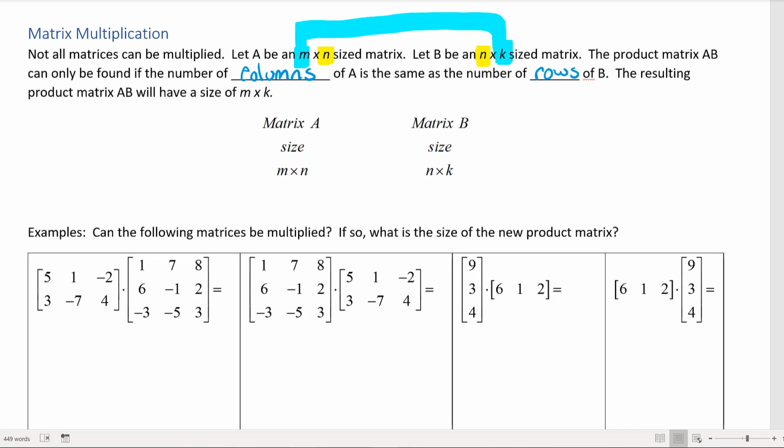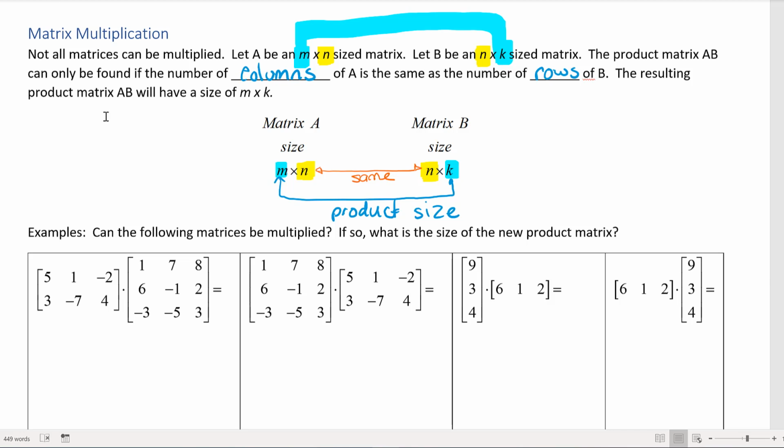Okay, so let's just summarize that here. n has to be the same in the two matrices, meaning that the A matrix has to be the first matrix and the B has to be the second matrix, and those two values must be the same in order to be able to multiply. Now, the m and the k, that is going to get us the product size. So once we multiply, we need to know what the new size is going to be, so the product size will be m by k.